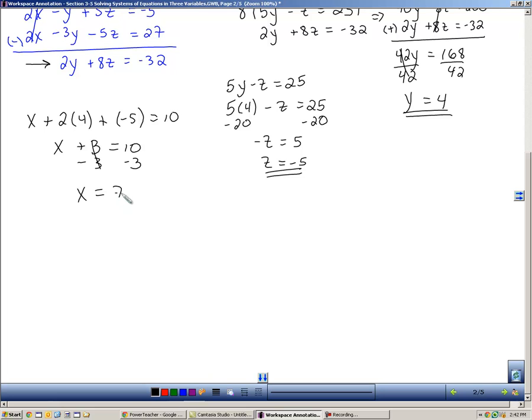So x equals 7. So now I know the x, the y, and the z. I'll write my answer as an ordered triple: 7, 4, negative 5.